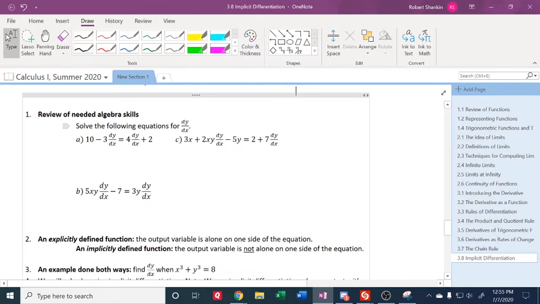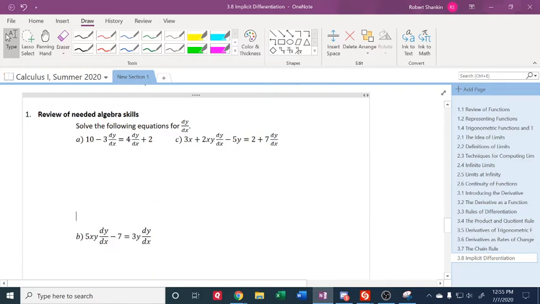Number 1, review of needed algebra skills. Solve these following equations for dy/dx. So this first one, get dy/dx all alone. Tell me what dy/dx is on A. So let me give you a minute for that.